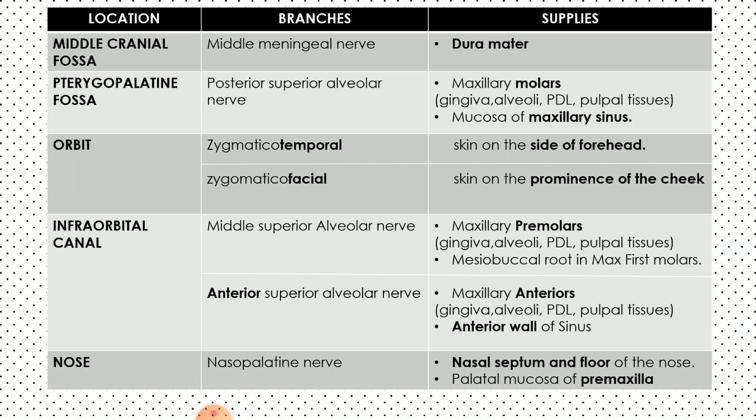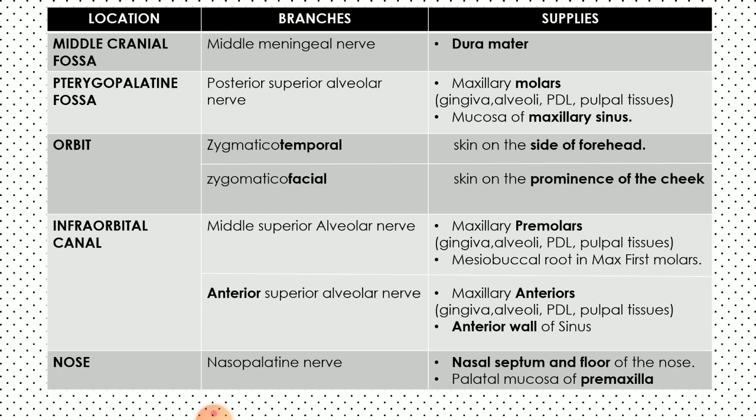So in short, the maxillary anteriors are supplied by the anterior superior alveolar nerve, that is ASA nerve. Then maxillary premolars are supplied by MSA nerve, and maxillary molars are supplied by PSA nerve. So all the superior alveolar nerves supply maxillary anteriors, premolars and molars. Anterior for anteriors, middle superior for premolars, and posterior superior for molars.